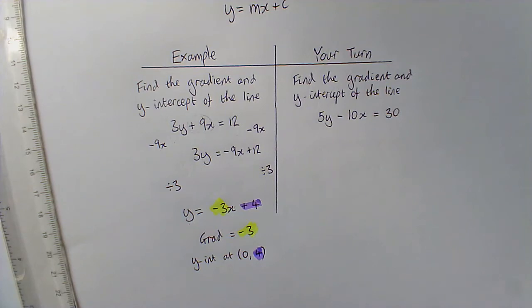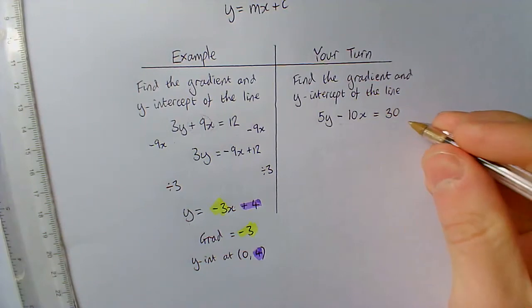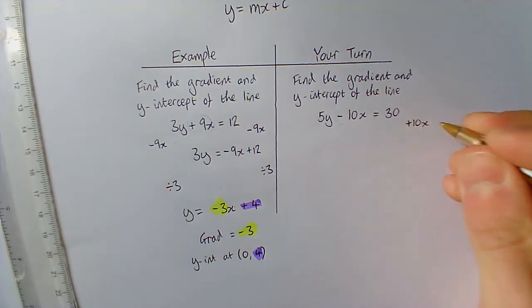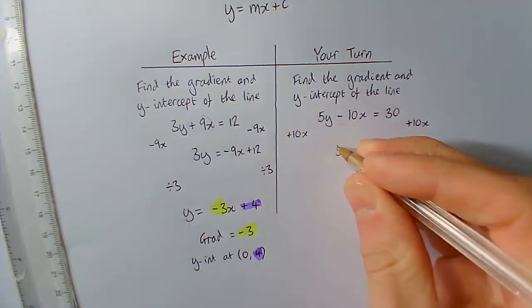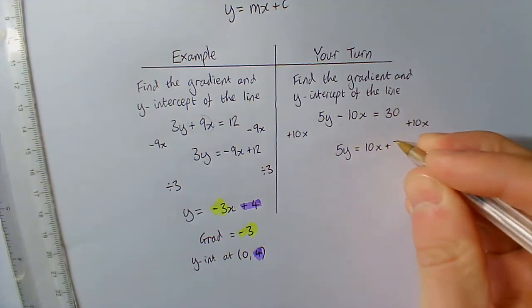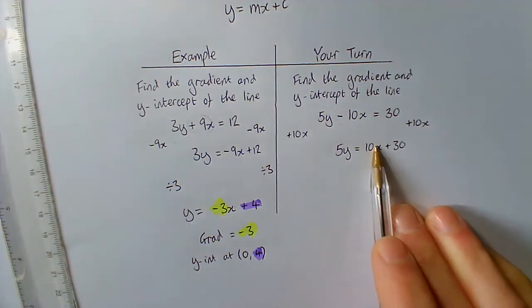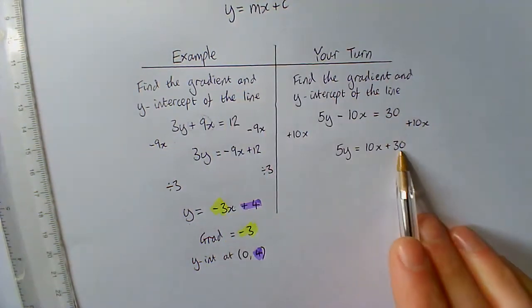Okay, hopefully you've paused, you've had a go. Let's rearrange this one. Now we've got a minus 10x here, so the opposite thing is to add 10x to both sides. Doing that leaves me with 5y equals 10x plus 30. Now, if you wrote 30 add 10x, that's fine. It's just a little bit more like this form if we put it in this order.